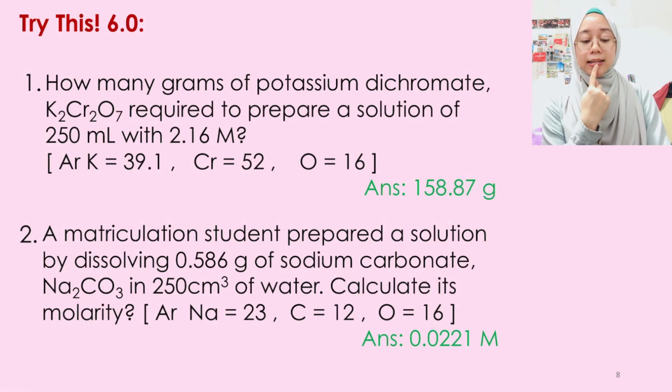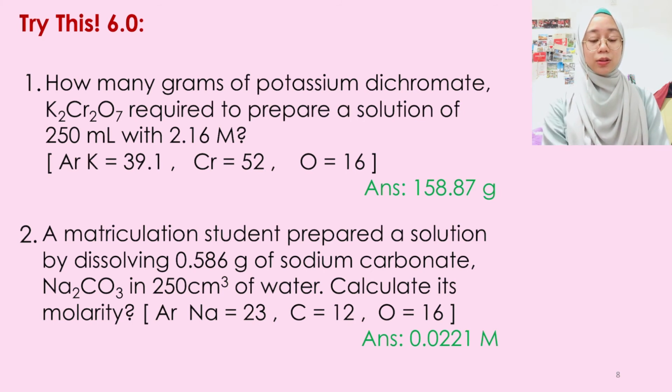Okay, so now try this 6.0. Ada dua soalan dekat sini. Okay, so how many grams of potassium dichromate, given to you the molecular formula dah, required to prepare a 250 ml with 2.16 molarity. Jadi kamu try to extract keluar dulu information yang ada. Kamu ada 3 benda kat sini. Kamu dah ada molarity, kamu dah ada volume. Volume apa ni sebenarnya? Dia kata prepare a solution of 250 ml. Bermaksud 250 ml is a volume of solution dah.